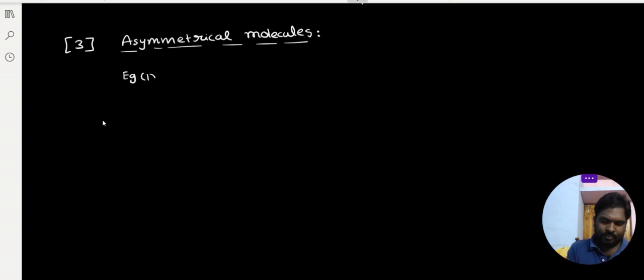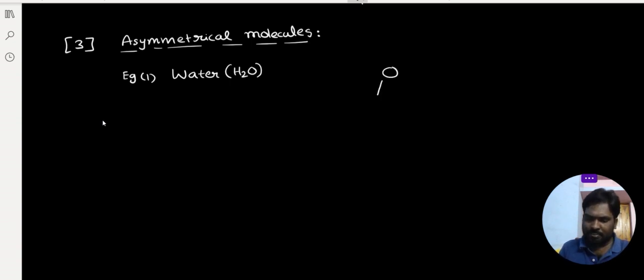Example 1, water. What is the shape? Bent shape, or V shape, or angular shape. Now two bond pairs, two lone pairs.